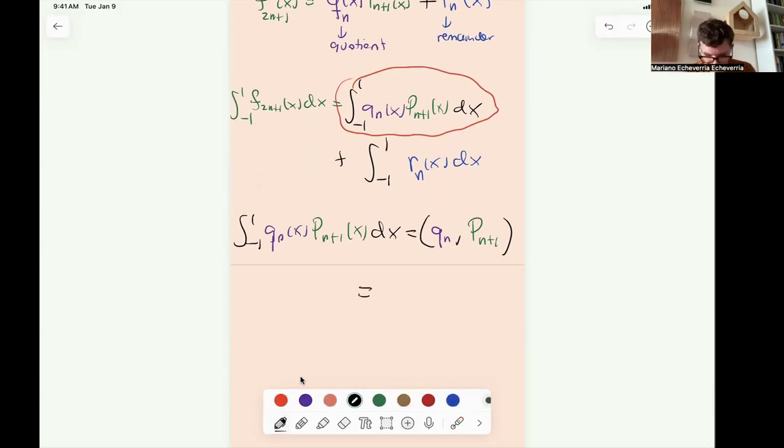Let me make it more explicit. This is a degree n polynomial, and any degree n polynomial is a linear combination of the Legendre polynomials up to degree n. So this would be a linear combination of the Legendre polynomials up to degree n.